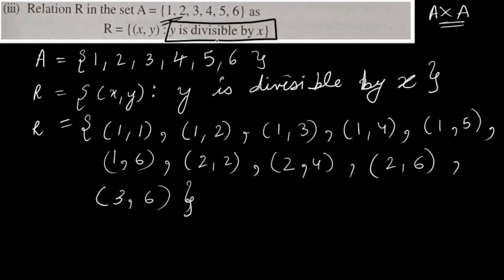So according to this relation, I have written the ordered pairs. Now first of all, let's check. A few I have missed. 3 comma 3 also, because 3 is divisible by itself. We know that.